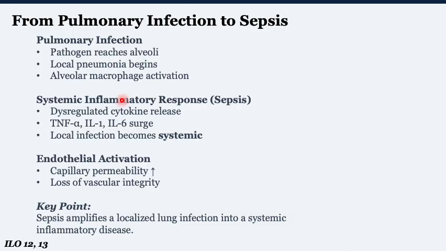Sepsis is basically SIRS with a confirmed or a suspected infection. And then your SIRS criteria, you have to have 2 or more findings, meaning temperature greater than 38 degrees Celsius, heart rate greater than 90, respiratory rate greater than 20.